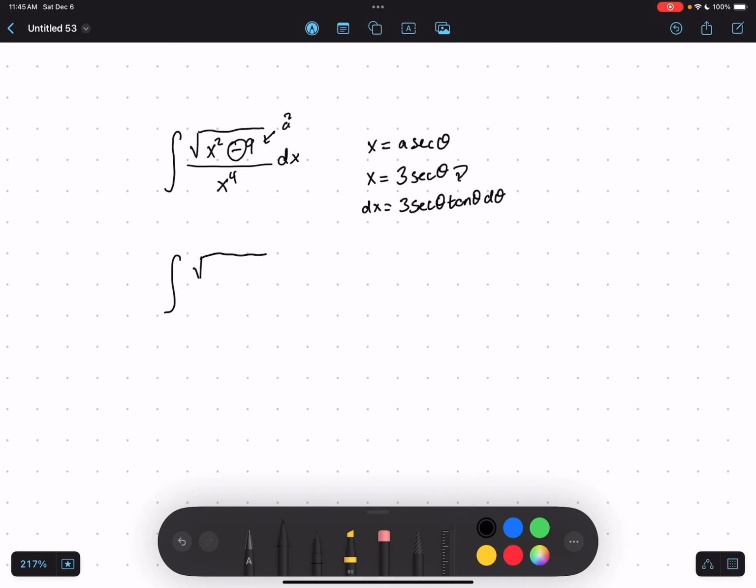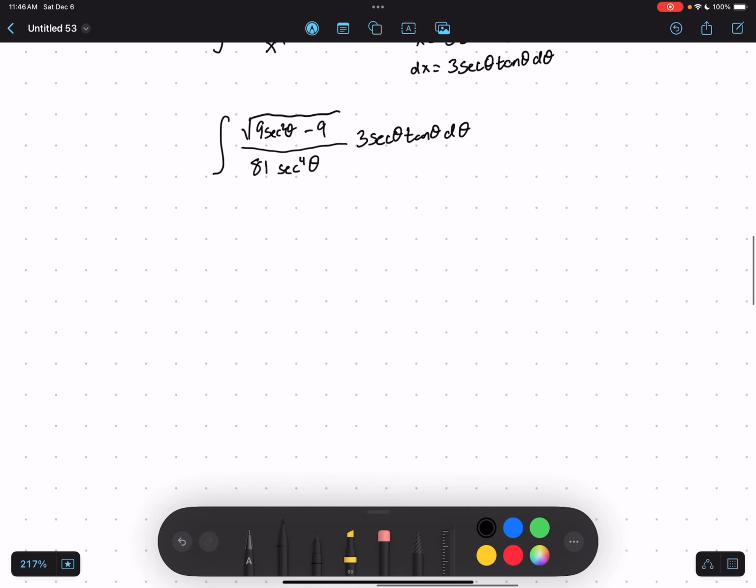So we've got the integral of the square root of x squared, which is 9 secant squared theta minus 9, over x to the fourth. We've got 3 to the fourth power, which is 81. And so we've got 81 secant to the fourth power theta. And then we'll replace dx with 3 secant theta tangent theta d theta.